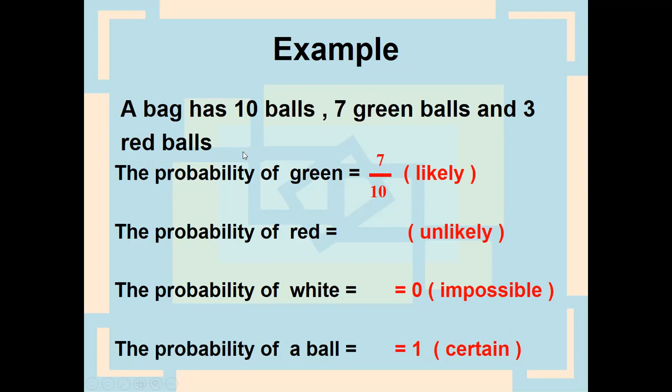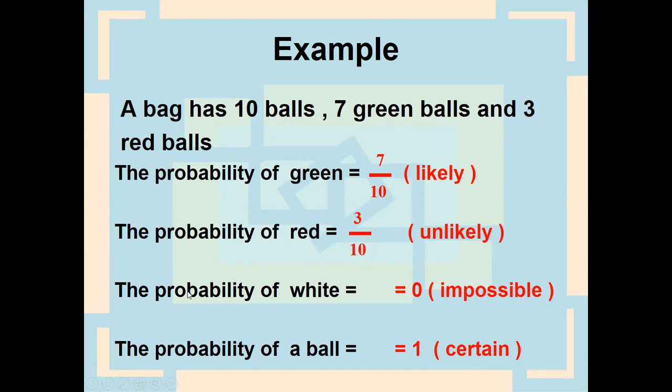Probability of red. How many red balls? We have 3 red balls over the total number of balls. It will be 3 out of 10. To find the probability, we write the number of something I want to find its probability over the total number. And this is unlikely because here it is less than half.